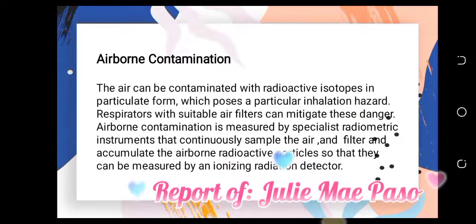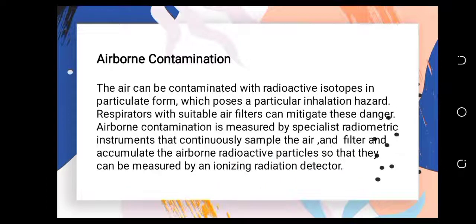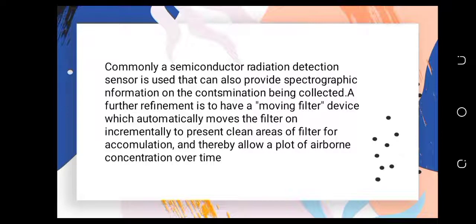Airborne contamination. The air can be contaminated with radioactive isotopes in particulate form, which poses a particular inhalation hazard. Respirators with suitable air filters can mitigate this danger. Airborne contamination is measured by specialist radiometric instruments that continuously sample the air and filter and accumulate the airborne radioactive particles so that they can be measured by an ionizing radiation detector. Commonly, a semiconductor radiation detection sensor is used that can also provide spectrographic information on the contamination being collected.